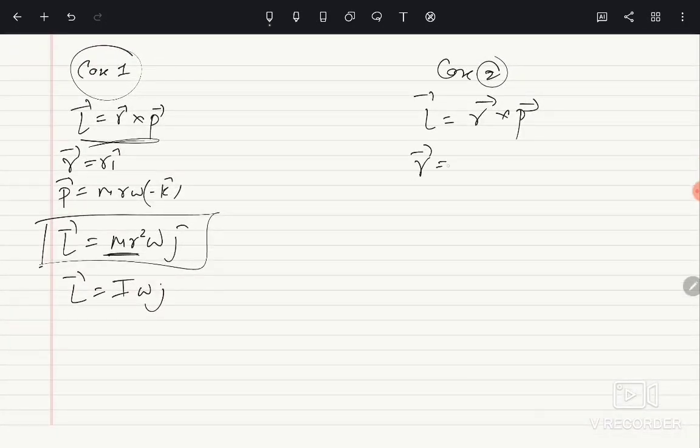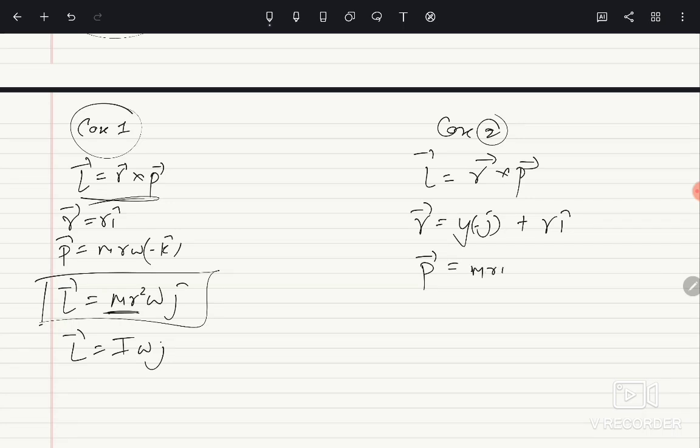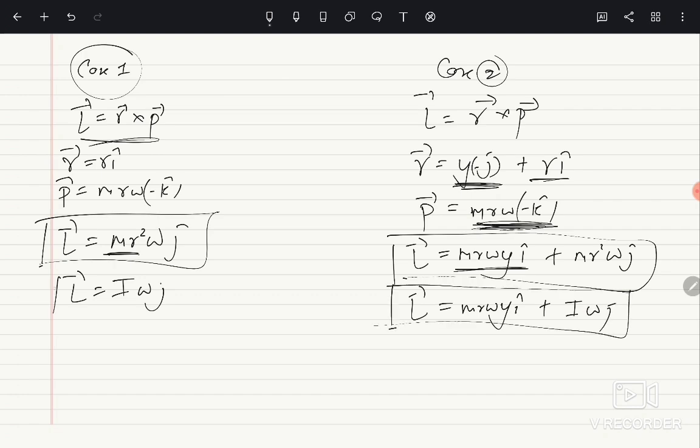In the second case, the position vector we calculated is y(-j) + r i cap, and p remains the same, m r omega (-k cap). We calculate the angular momentum. First we take the cross product of these two. We get m r omega y in magnitude, j cross k will give us i, and minus times minus gives plus. So this is the first component. In case 2, for the second component, r i cap and m r omega (-k cap), the cross product gives m r square omega, and i cross minus k gives positive j. So this is the result for the second case. The angular momentum is m r omega y i cap, and m r square we can write as I, so I omega j cap. In both cases we are getting different results.